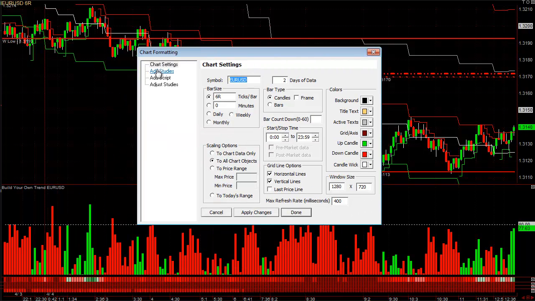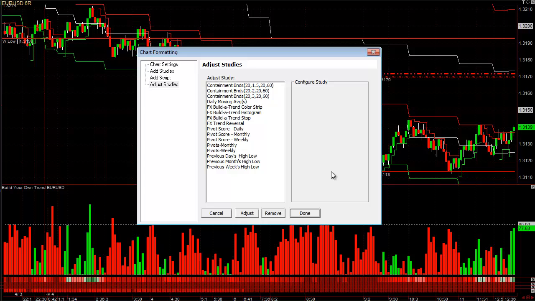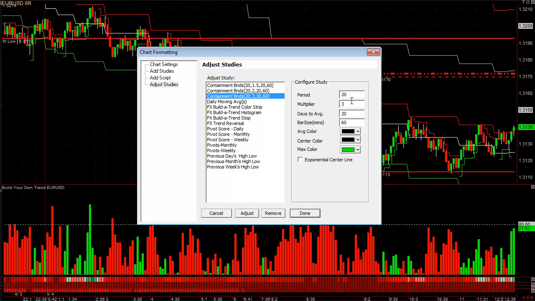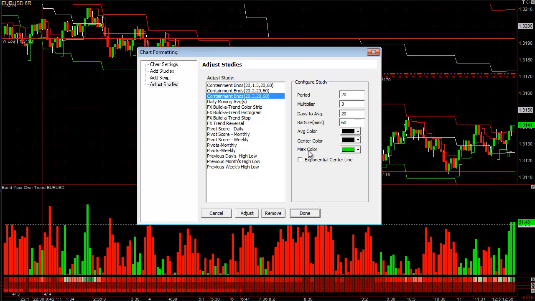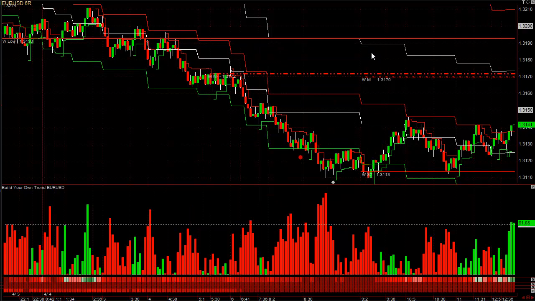When you add it under Add Studies, the containment bands, you want to have 20 days and the multiplier set for 3. And I use these mainly on the 60-minute bar, although traders have told me that they use these on multiple different time frames, 5, 15 minute, 30, and so forth. And it finds more trades, obviously. These are typically wider apart on the hourly chart. And I like to make mine green. So the green 3.0 bands are pretty much where the market's going to reverse.